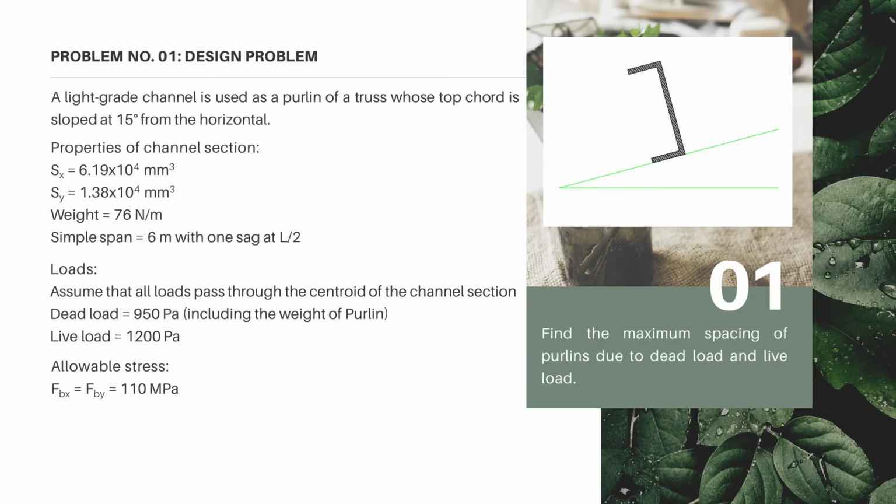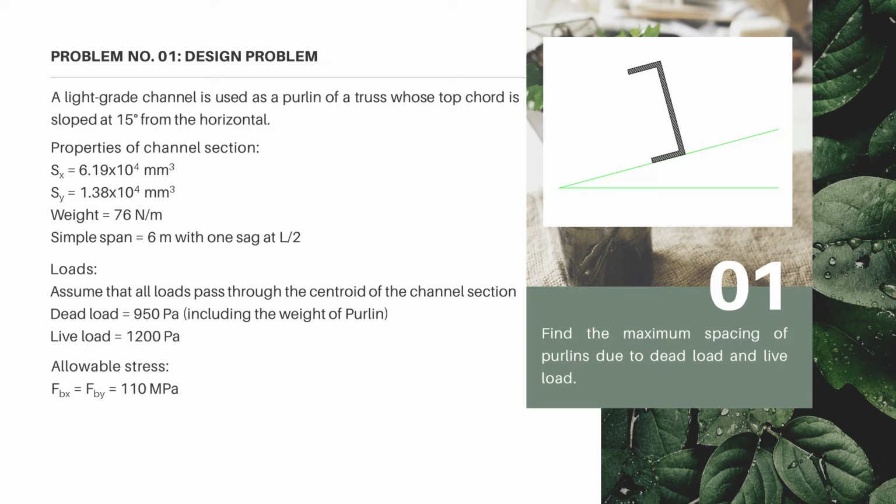For problem number 1, a light gray channel is used as a purlin of a truss whose top chord is sloped at 15 degrees from the horizontal. So in this problem, yung light gray channel ang ginamit as purlins ng truss na kung saan yung top chord niya has a slope of 15 degrees from the horizontal.